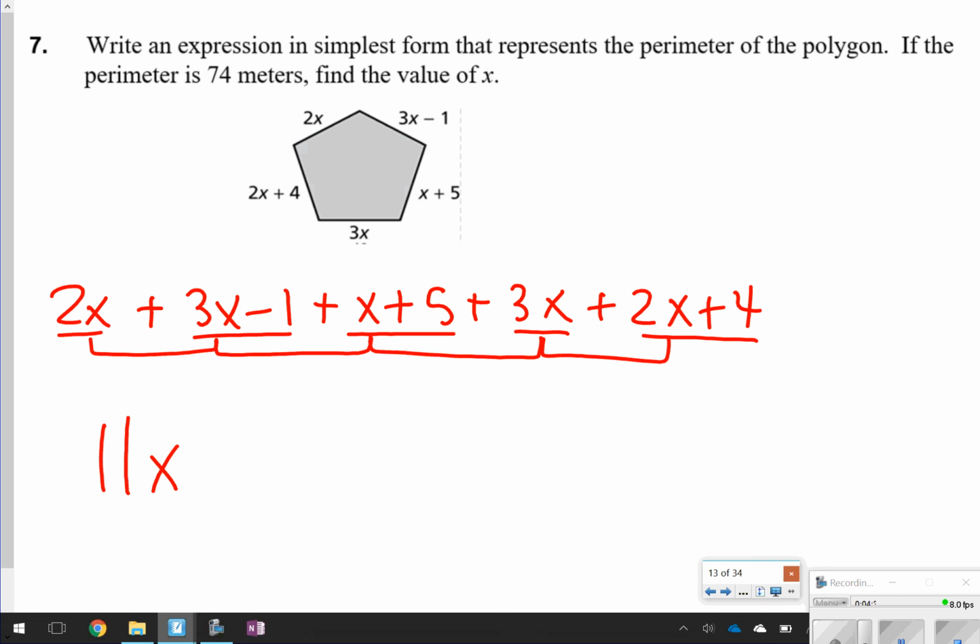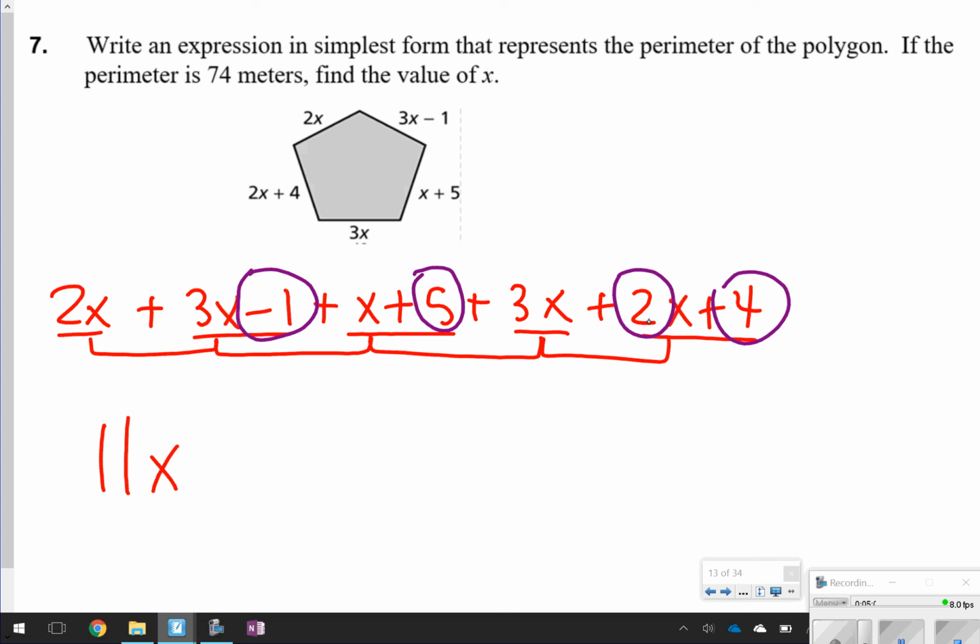I'm going to do that in a different color just so you can see that a little better. Negative 1 plus 5 is 4. 4 plus 2 is 6. 6 plus 4 is 10. So it should be, or hang on. Negative 1 plus 5 is 4. 4 plus 2 is 6. And then 6 plus... Oh, this is what I went wrong.